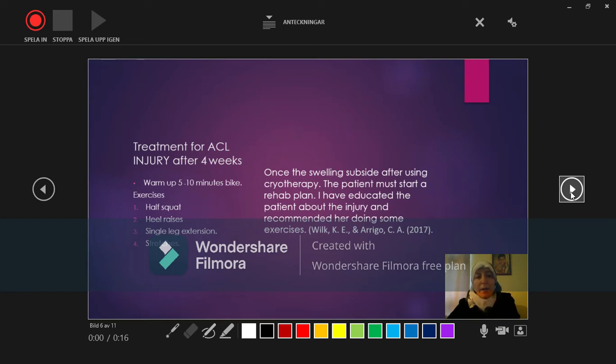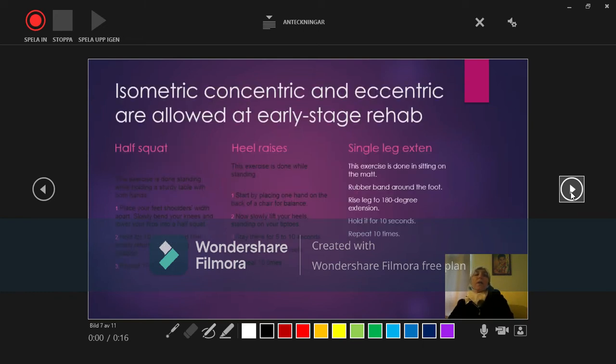At the clinic, we decided to do a warm-up session of 5 to 10 minutes before we start our exercise. I have chosen 3 types of exercise, which I will perform and coach today: the half squat, heel raises, and single leg extension, followed by some stretches for the muscles around. Isometric, concentric and eccentric exercises are allowed at the early stage of rehab, preventing any load that can cause more damage to the tissue and delay our rehab plan.